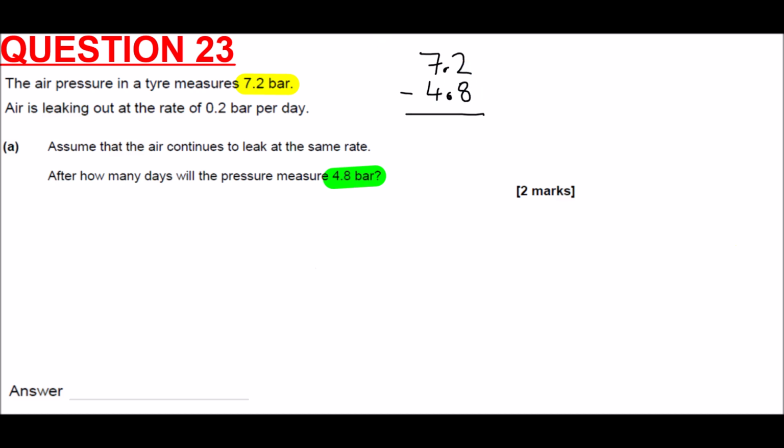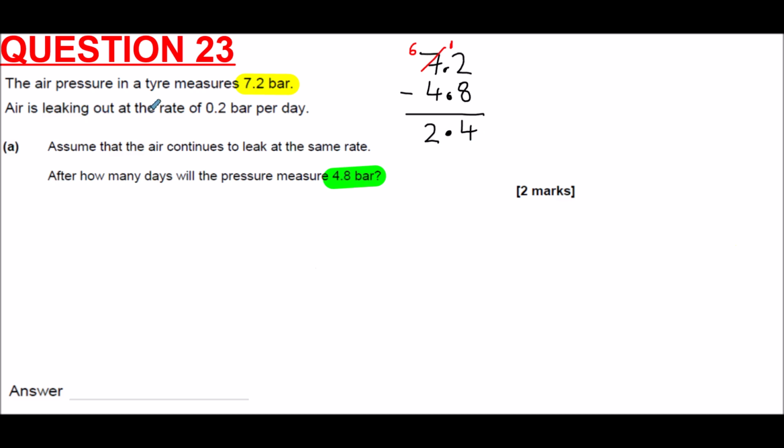2 take away 8 we can't do, so we need to borrow 1 from the 7 next door. The 7 becomes 6, and the 1 we've borrowed goes next to the 2. So that 2 now becomes 12. 12 take away 8 is 4. Make sure the decimals line up, by the way, in a line, and then put a decimal at the bottom too. And finally 6 take away 4 is 2. And so the pressure decreases by 2.4 bar.